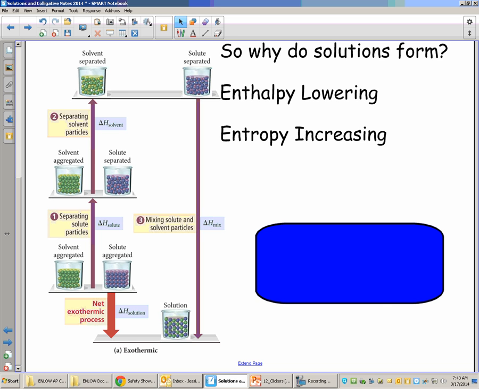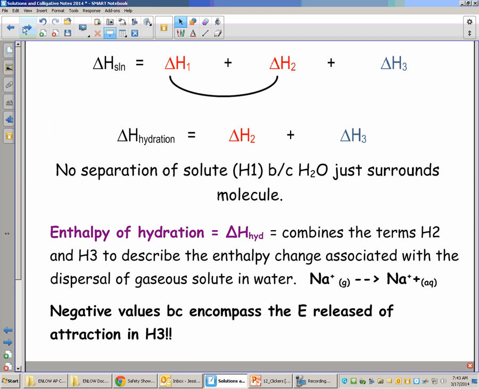This is not the part I want to show you. This is the next part. Okay, enthalpy of hydration is the sum of two things, H2 and H3. What's H2? What does it represent? Solvent breaking apart. And H3?